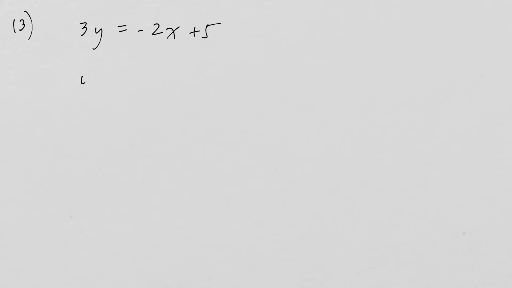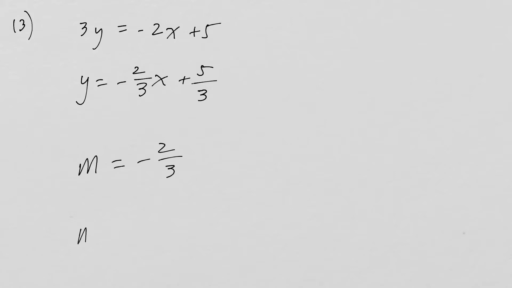Okay, number 13 wants a line parallel to this. So let's put it in slope-intercept first by dividing by 3. So the slope is negative 2/3. That means the slope of any line parallel to this is also negative 2/3.